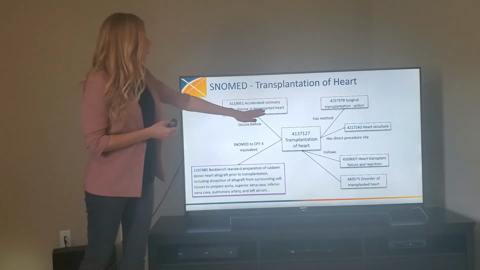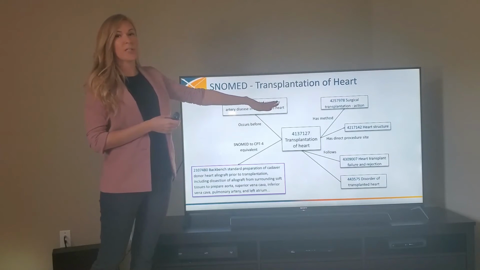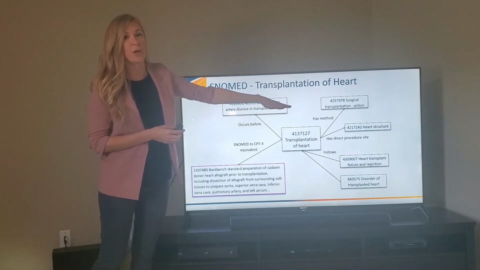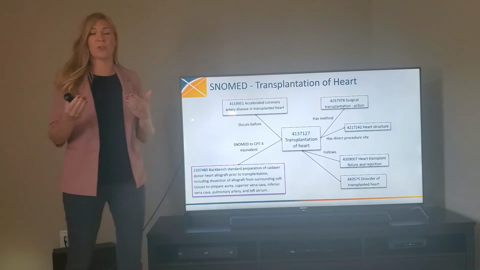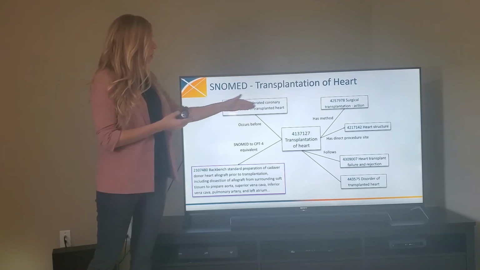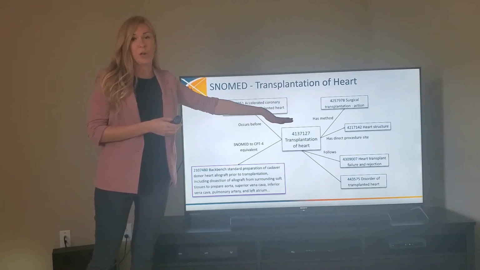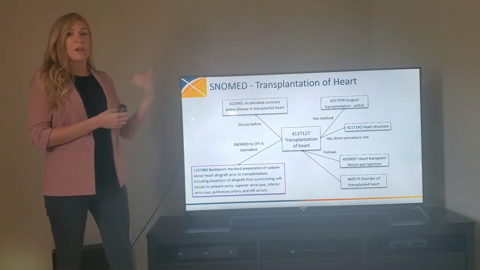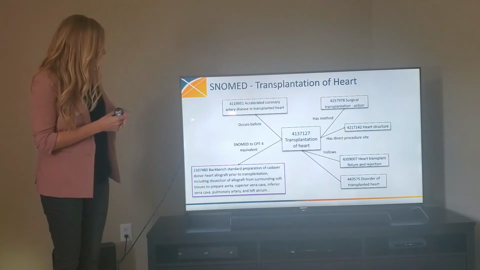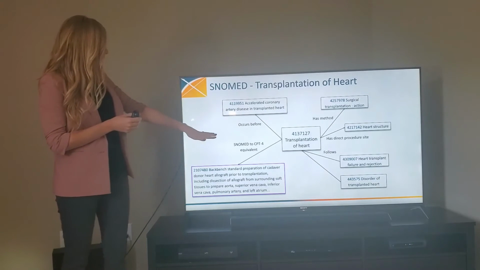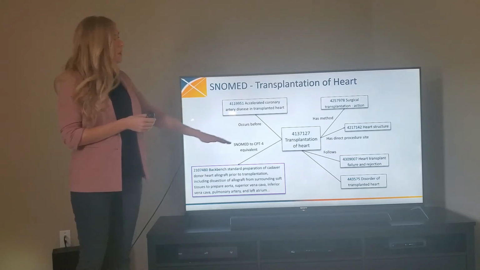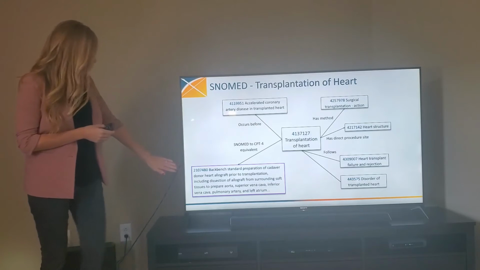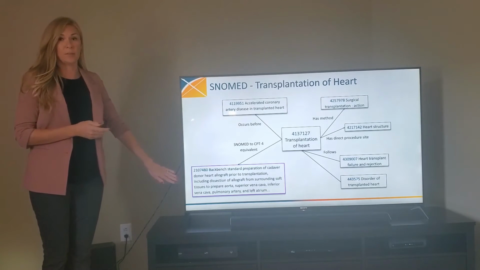On this side, we have has method, surgical transplantation action, and we have has direct procedure site, heart structure. So again, with your bidirectional relationships, if you would like to know all of the procedures that occur on the heart structure, you would look for direct procedure site of, which would give you the opposite. And then finally down here, we have our SNOMED to CPT4 equivalent. So we have our SNOMED transplantation of heart in the center, and then down here we have its equivalent CPT4.